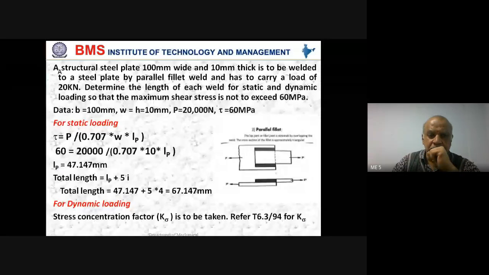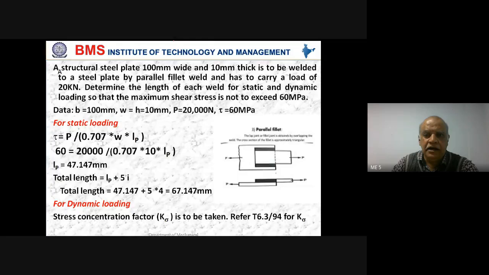A structural steel plate 100 mm wide and 10 mm thick is to be welded to a steel plate by a parallel fillet weld, and has to carry a load of 20 kilonewton. Determine the length of each weld for static and dynamic loading so that maximum shear stress is not to exceed 60 megapascal. This is the maximum shear stress that it should not exceed.